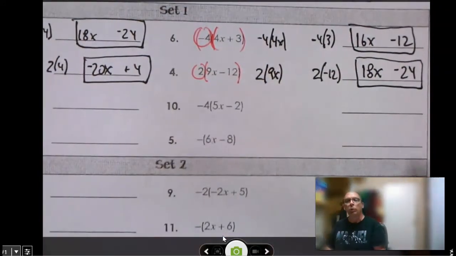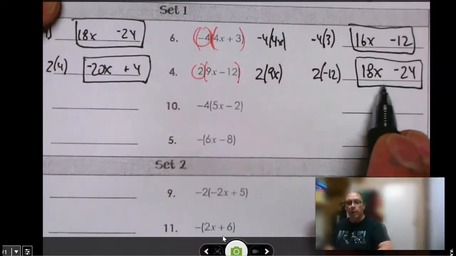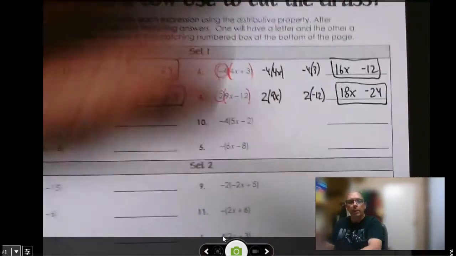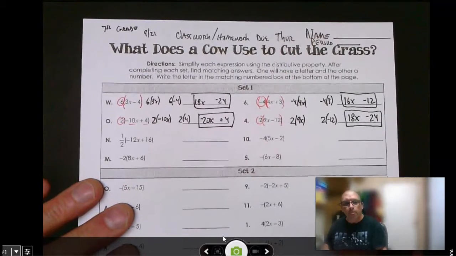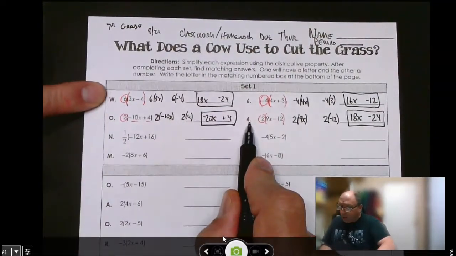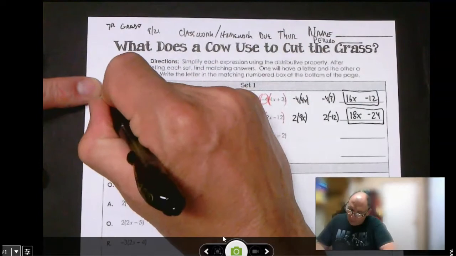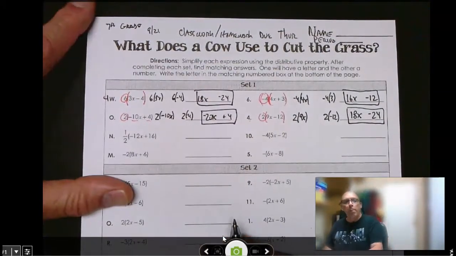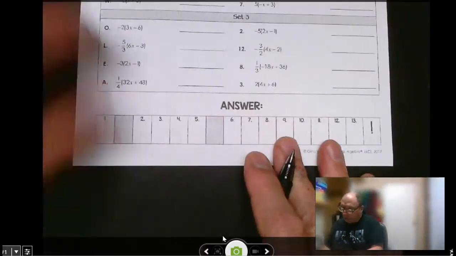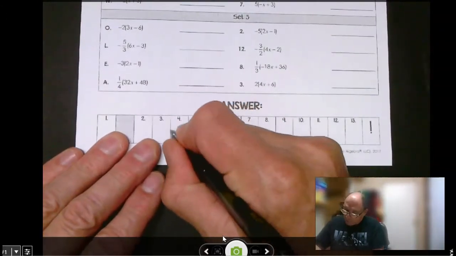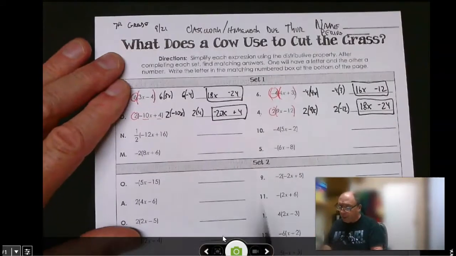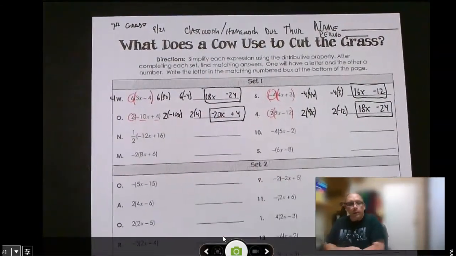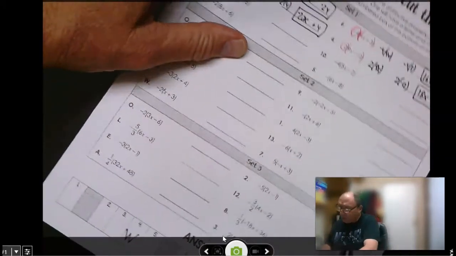So let's look at how this puzzle works. If these two are the same, let's pull up my camera a little bit, and we can see that I'm getting 4. The number 4 is going to be the letter W, so I'll put it up here. W is a 4, and I go to the bottom now, and I'm solving my puzzle, and 4 is a W. And once I get all the letters, I should have an answer to this puzzle, which is what a cow used to cut the grass.